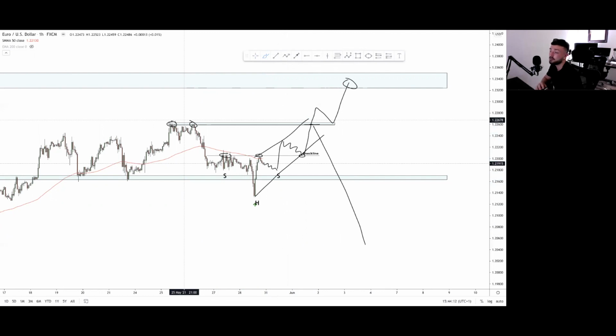So yeah, that's really all for EUR/USD going into next week. We'll be looking for that short-term target, and then once we break that, we're going to look for that long-term target of about 1.234. So yeah, until next time.